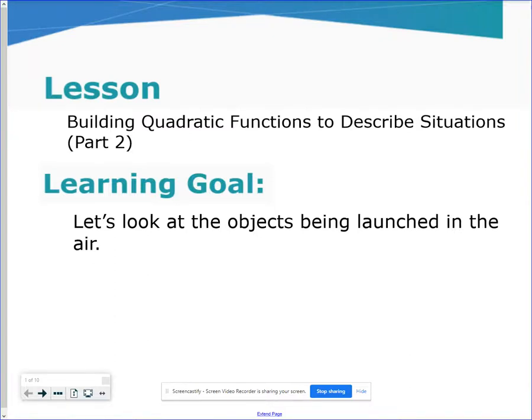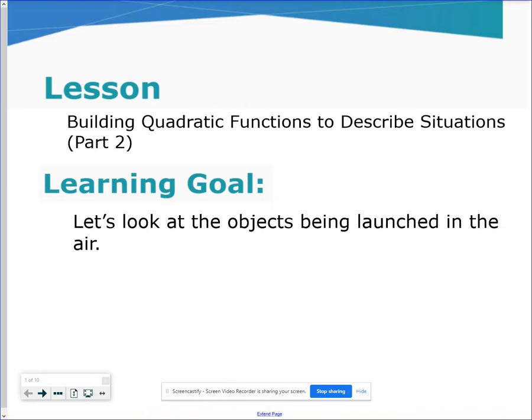Hello, algebra students. We have already worked on building some quadratic functions, writing the equations. We talked about dropping something from a height and looking at either how far it has fallen or how close it is to the ground. And today we're going to look at a different kind of motion. Instead of just dropping something, we're going to have something being launched or thrown up into the air.